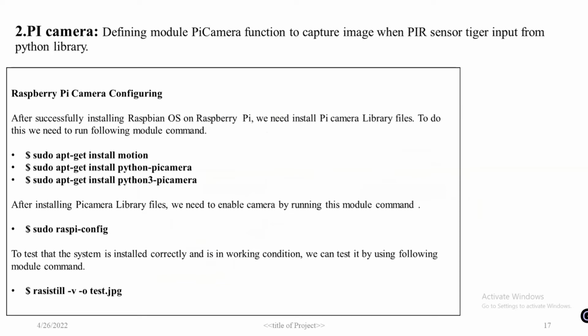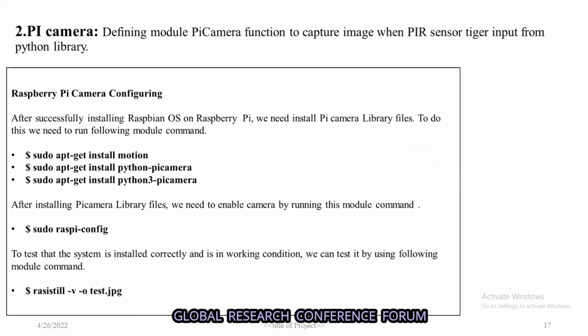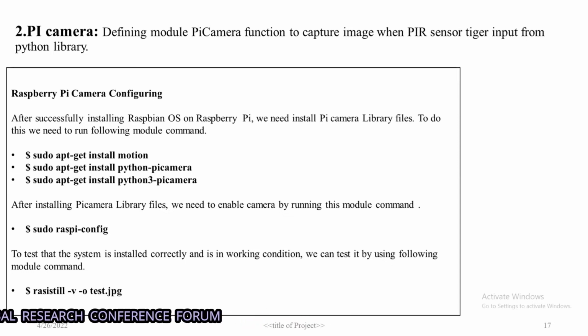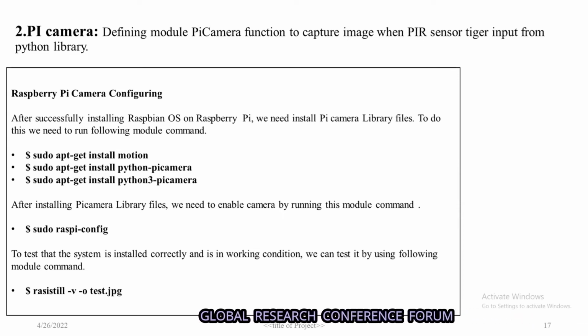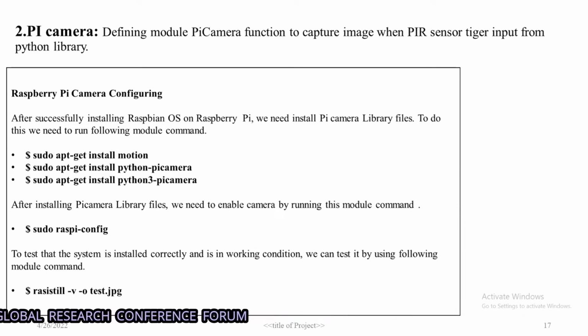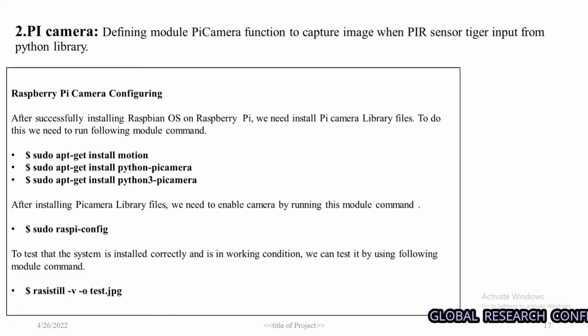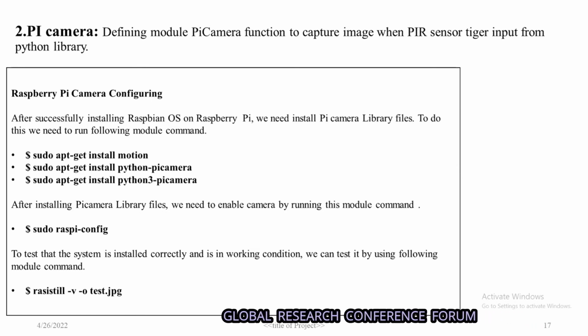This is the Pi camera module. For this, we will be configuring the Pi camera module. We will be importing some libraries, which are inbuilt libraries of the Python language. We will be installing the Python camera module, the Python 3 camera module, and this will also be configured by the command mentioned here, sudo raspi-config.